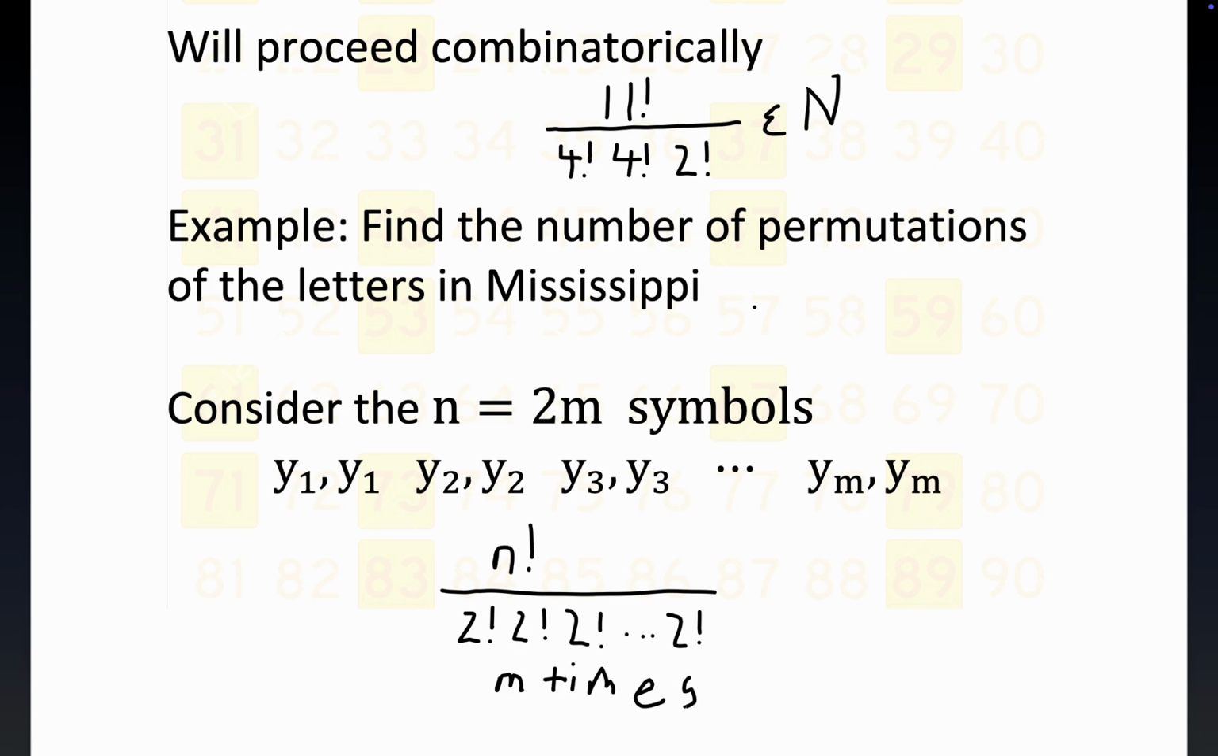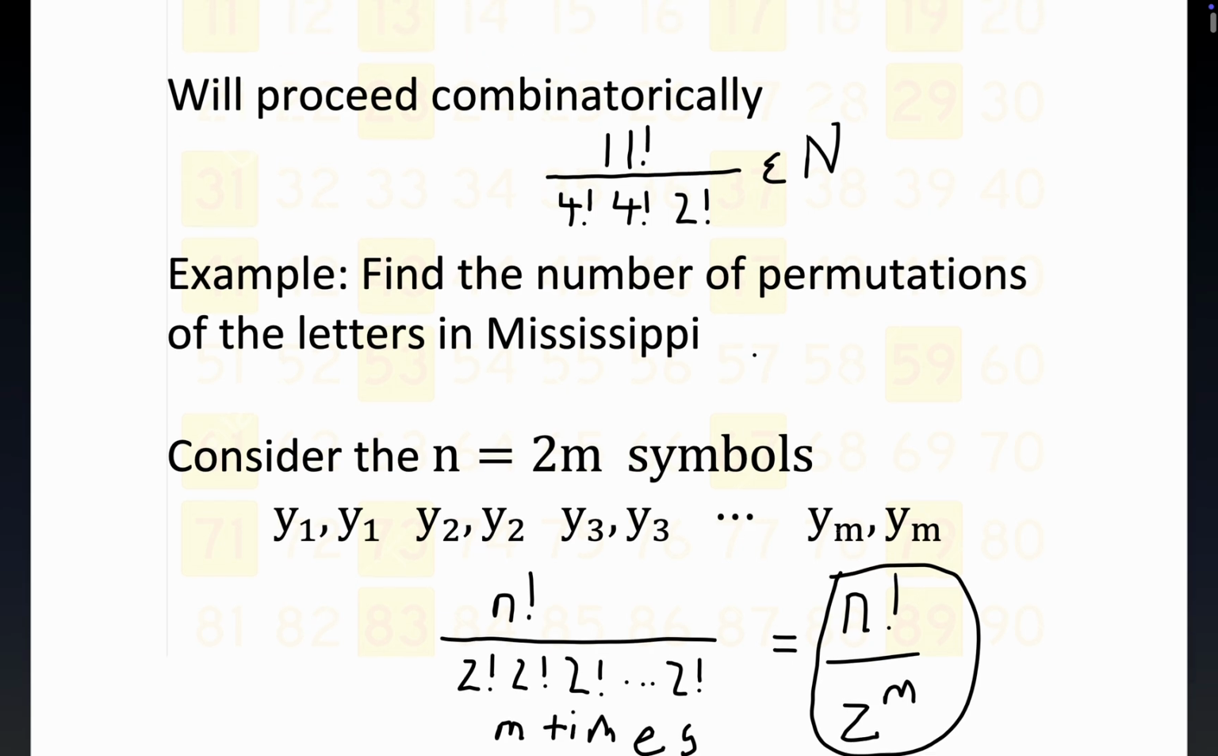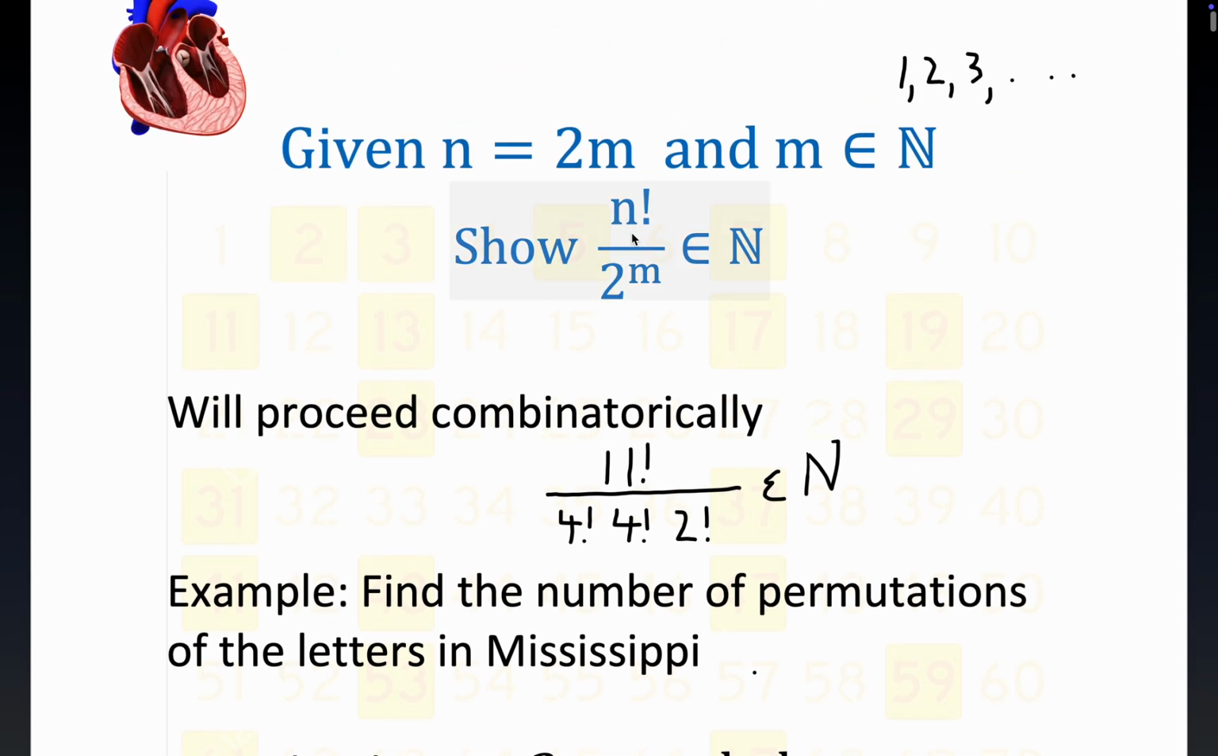Okay, this happens m times, but 2 factorial is just trivially 2, right? So this would be equal to n factorial over 2 to the m. Wham. And remember, that is what we were trying to show: that n factorial over 2 to the m is an integer, a natural number.